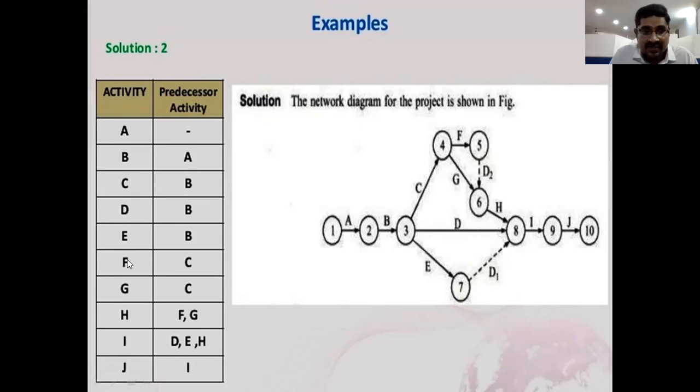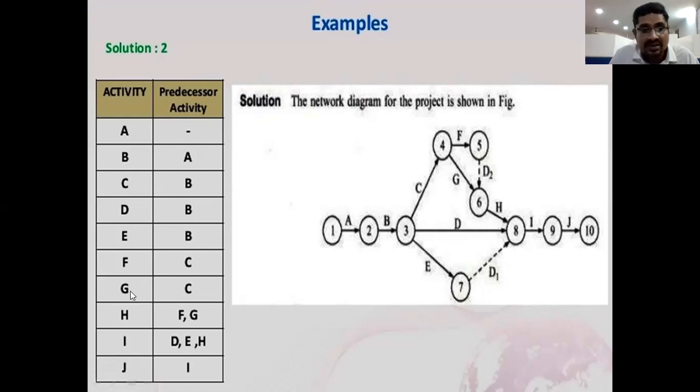C, D, E completed. Next, we need to draw the F activity in this network diagram, right? So now we have to draw F. F comes from C. C is already completed. So C is completed, here F's preceding activity is C. So from C we have the F activity. This is the F activity.